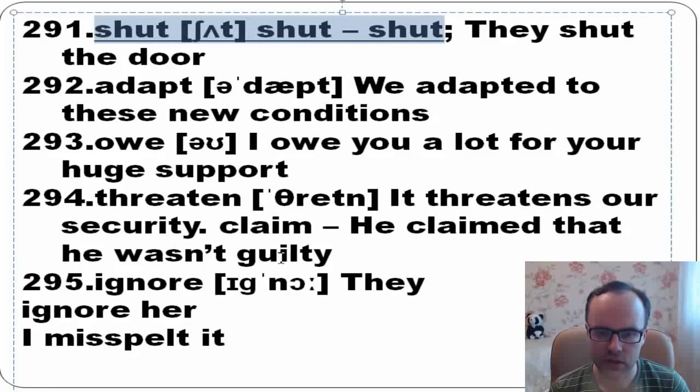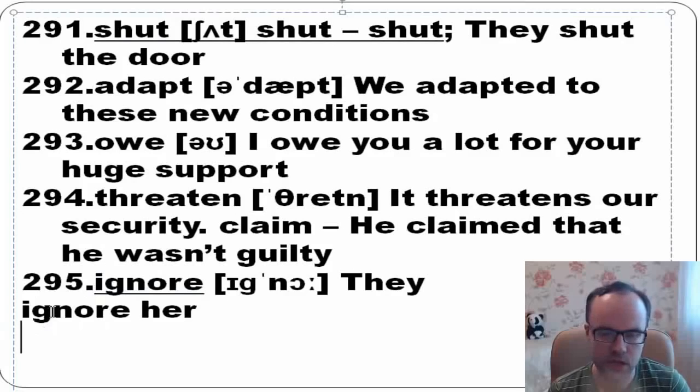Okay, claim. He claimed that he wasn't guilty. Ignore. So, you see, they ignore her. Okay, it's correct. I ignore her. They ignore her. It means they don't notice her. Yeah, one more example with claim. He claimed that he wasn't guilty.